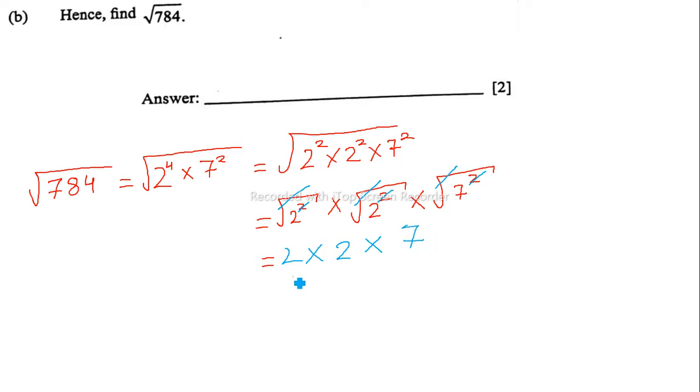2 times 2 is 4, times 7. It's going to give us what? 28. Very good. And so 28 is our answer. So 28 times 28 is 784.